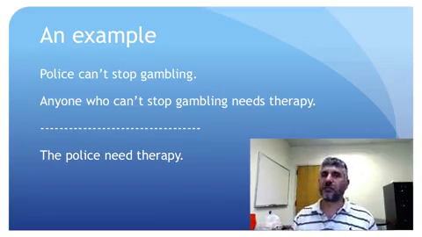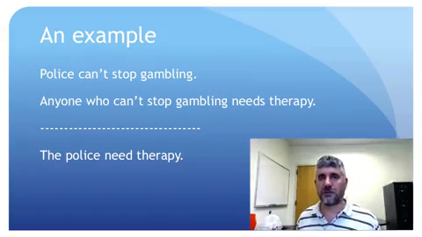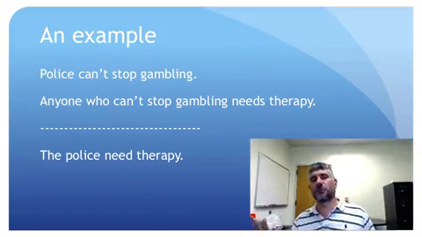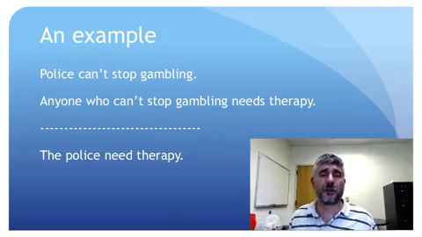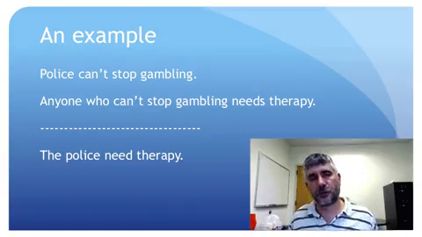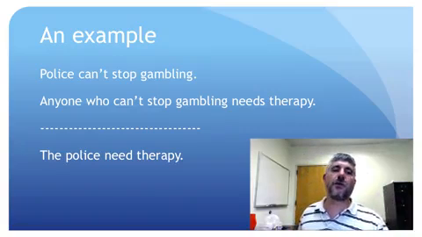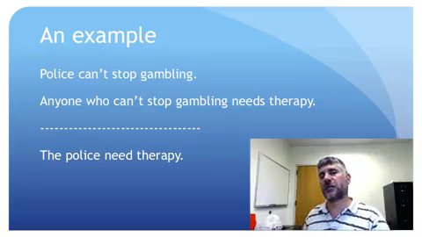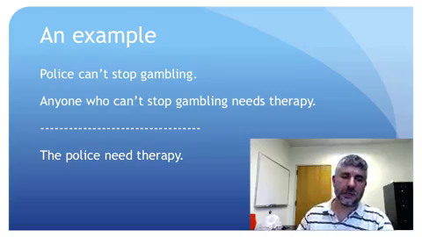The fact that the police can't stop gambling from going on, and that anyone who can't stop themselves from gambling needs therapy, from those two premises, that doesn't support the conclusion that the police need therapy, right? It might support the conclusion that the inveterate gamblers that the police can't stop from gambling need therapy, but it doesn't support the conclusion that the police need therapy. So that's an example of how the syntactic ambiguity in the sentence, police can't stop gambling, can give rise to a fallacy. Here's another example.